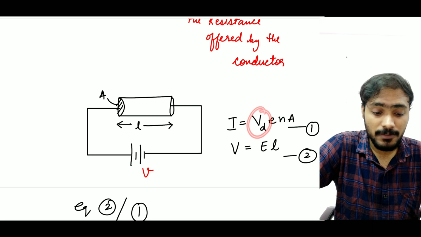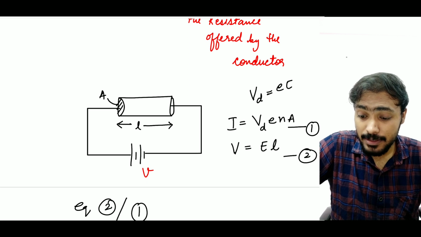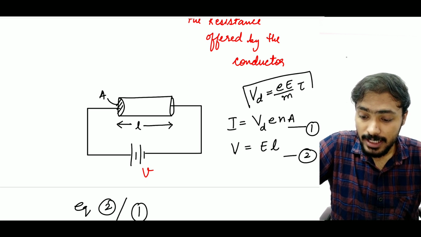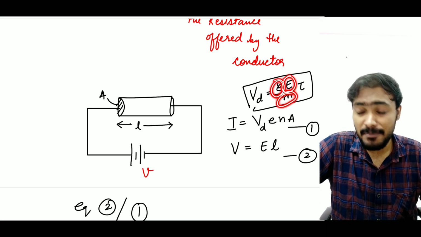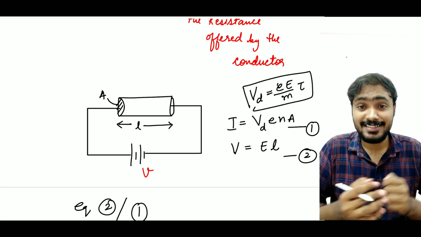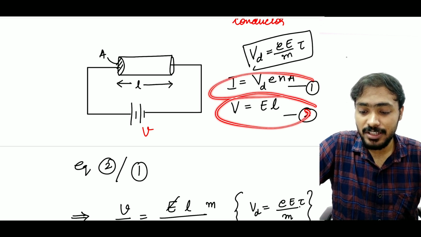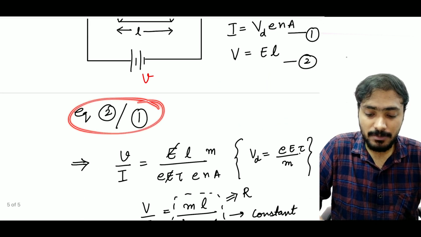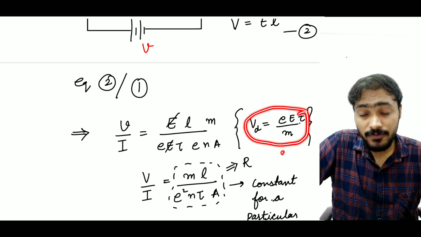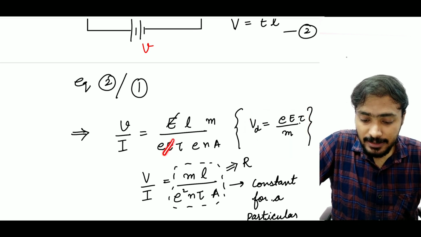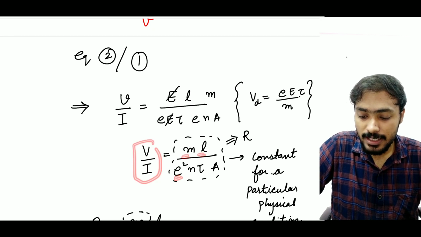Further, Vd can also be written as eE upon m multiplied by tau, where e is the charge on the electron, E is the electric field, m is the mass of the electron, and tau is the relaxation time. So all you have to do is divide equation number 2 with equation number 1, and put the values, including the value of drift velocity. When you do that, the electric field will cancel out, and you will get V upon I as mL upon e squared n tau A.